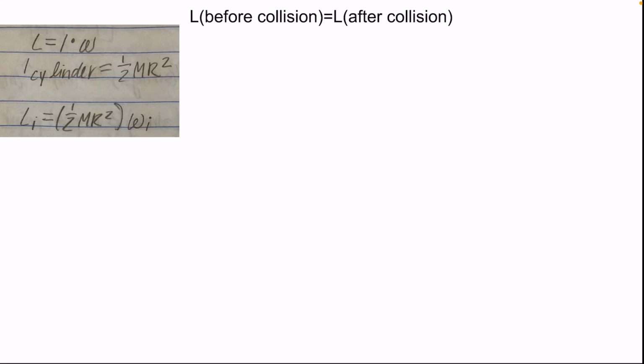So once we start setting this up, you can see that our initial angular momentum, L, is just going to be the moment of inertia of the rotating disk times the initial angular velocity. And the moment of inertia for a cylinder is 1/2 mr squared. So that's all you have to do, just plug that in. Now the harder part is solving for the final momentum.